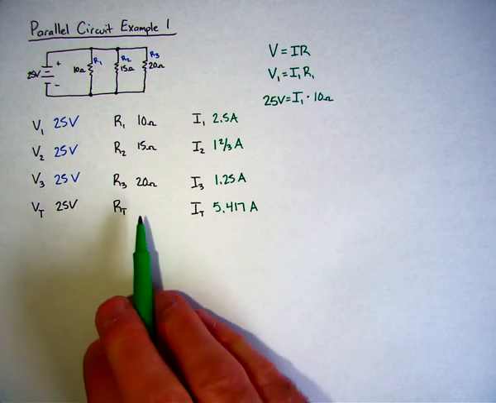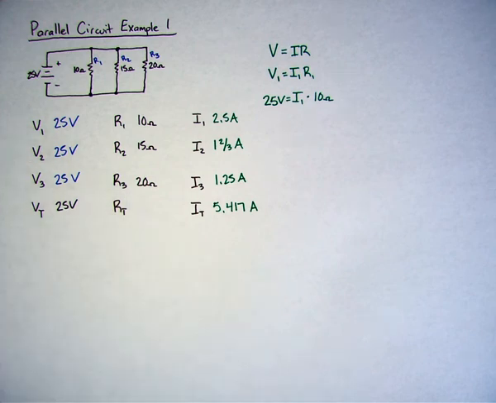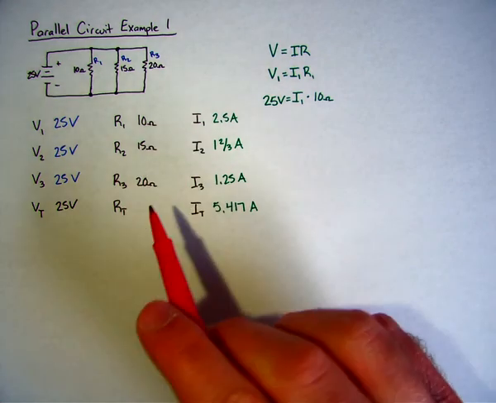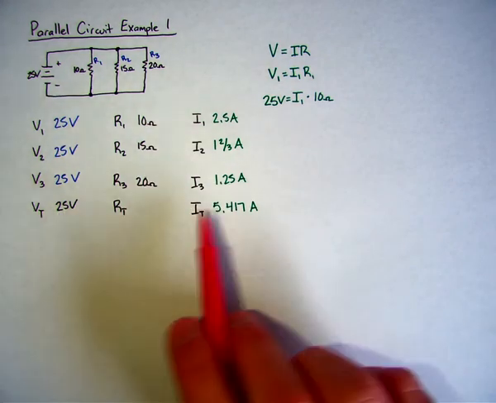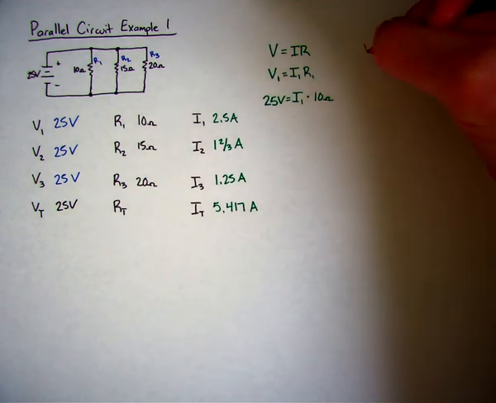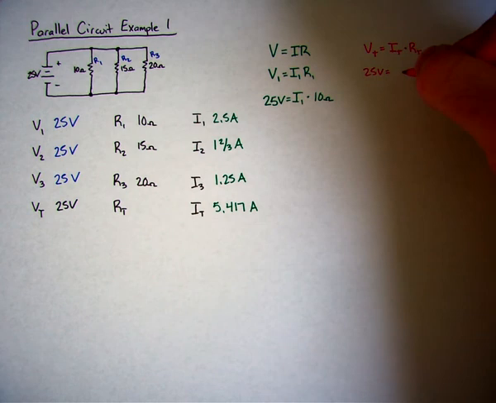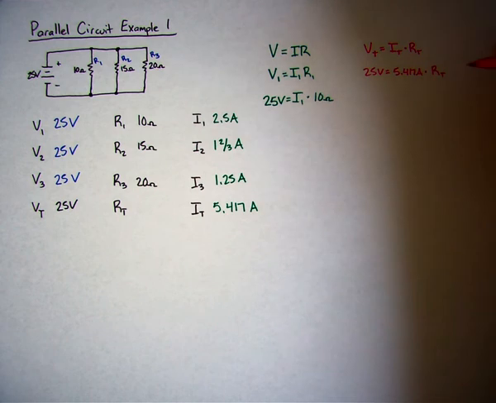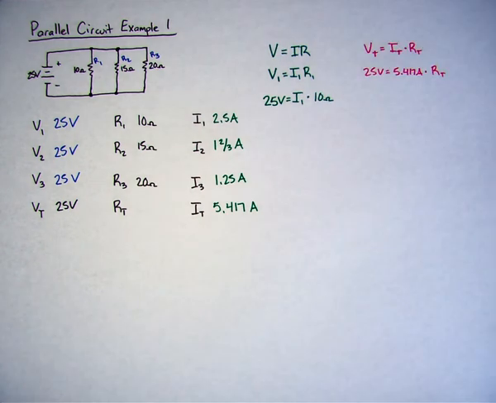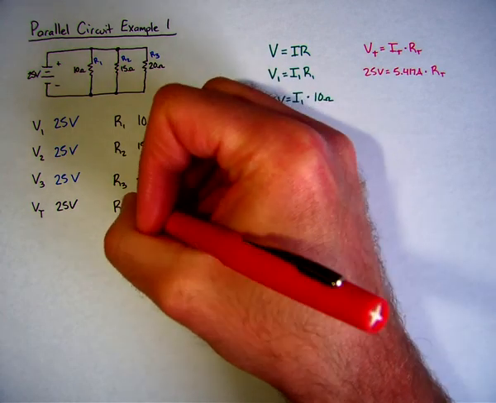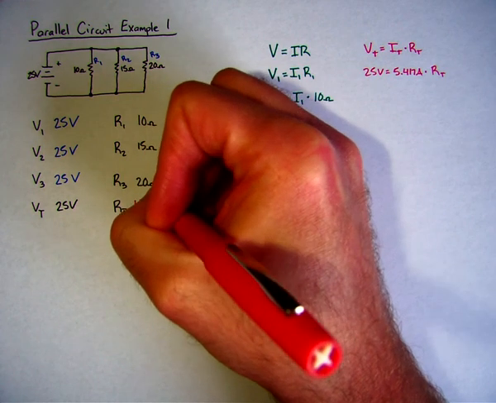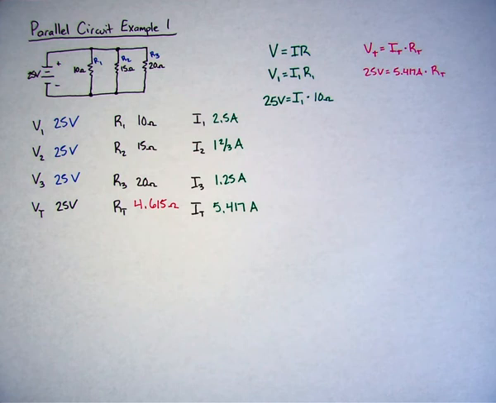So if I wanted to find the total resistance now, instead of doing 1 over 10 plus 1 over 15, etc., I can just use my Ohm's law again. V equals I times R. And I know that the total voltage is equal to the total current times the total resistance. So I can figure the total resistance just by using the total voltage and the current, the 5.417 amps that we just figured out. So if I take 25 volts divided by my total current, I get an equivalent resistance of 4.615 ohms.